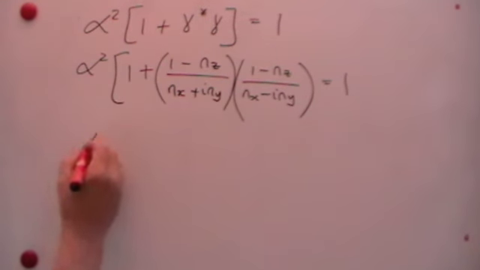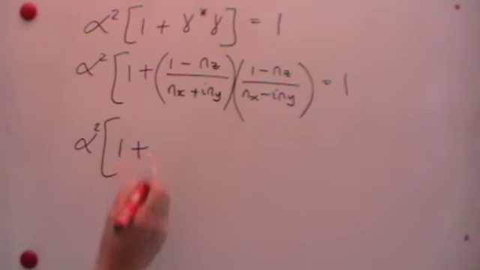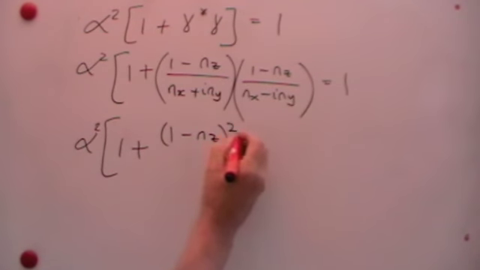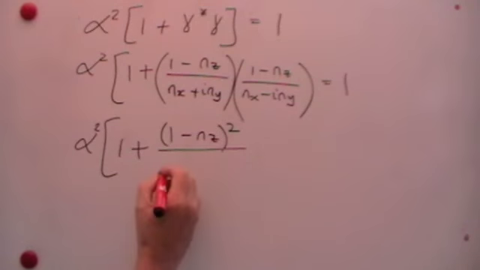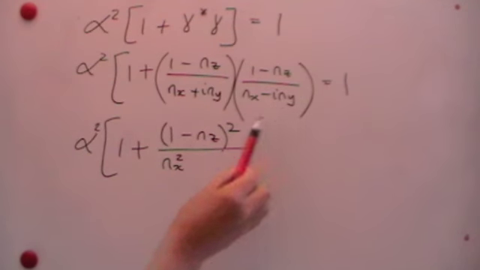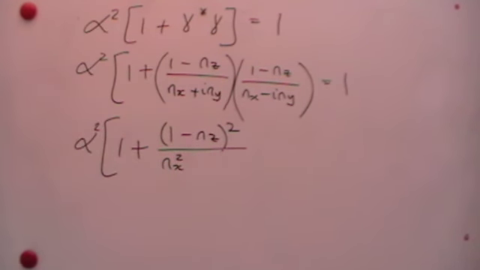So that's alpha squared into 1 plus. Well, the top is just going to be 1 minus nz all squared, 1 minus nz times 1 minus nz. And at the bottom you've got nx times nx, which is nx squared, plus i ny times nx minus i ny times nx is 0. And then plus i ny times minus i ny is minus i squared ny squared. And minus i squared is plus 1, so that just becomes plus ny squared.